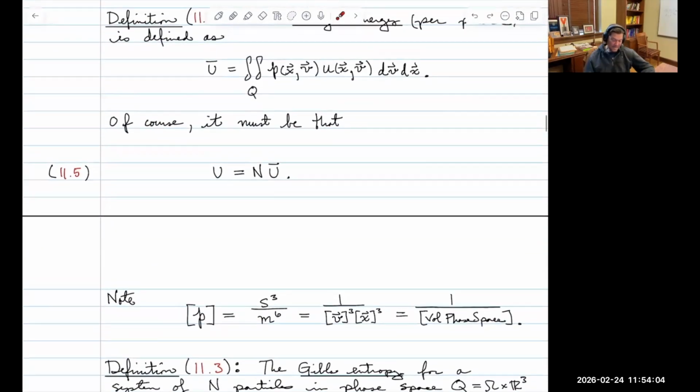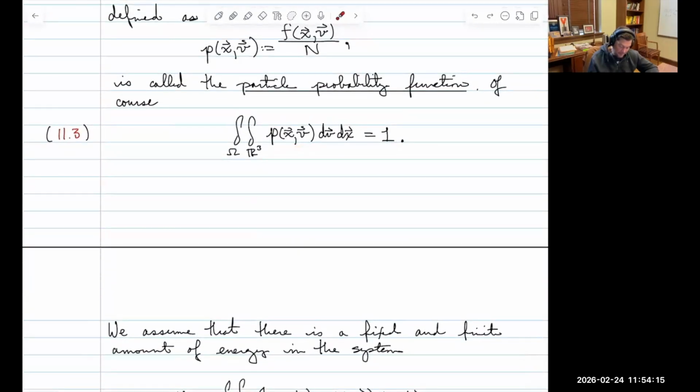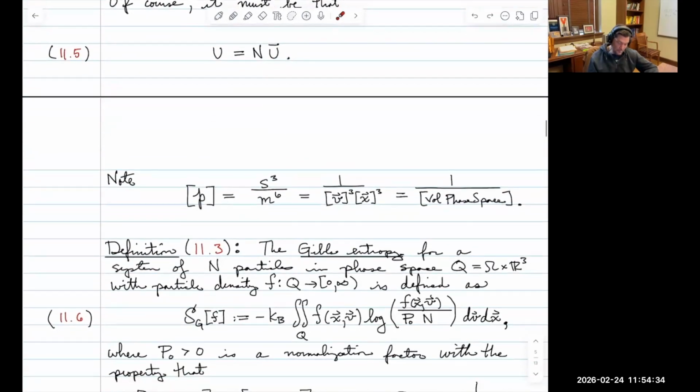Now, let's have a look at this probability for just a second. What did we say about this probability function? We said, well, if you integrate the probability function over all of phase space, then you get 1. So what then are the units of the probability function? Well, the units of the probability function have to be the reciprocal units of the volume of phase space. So the probability function is 1 over the units of the volume of phase space. What are the units of the volume of phase space?